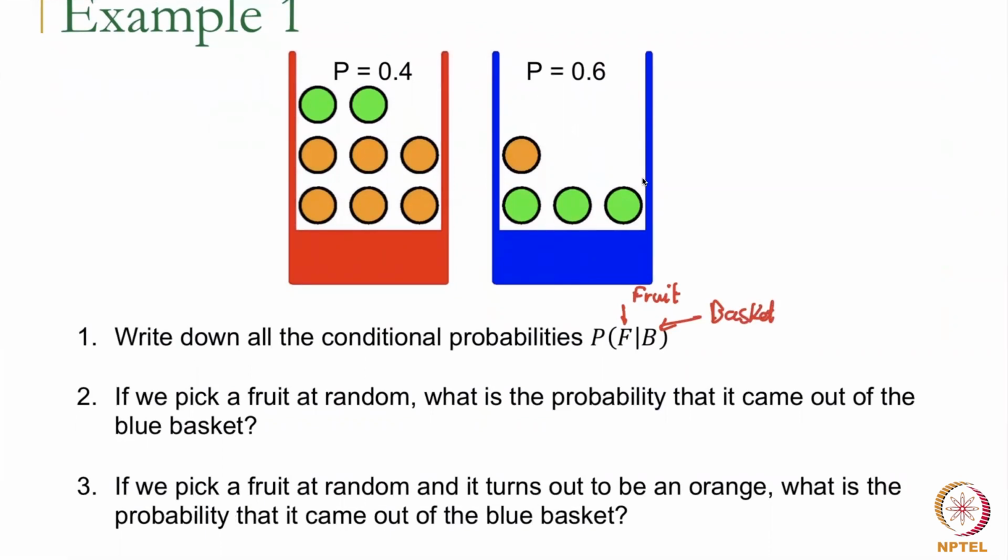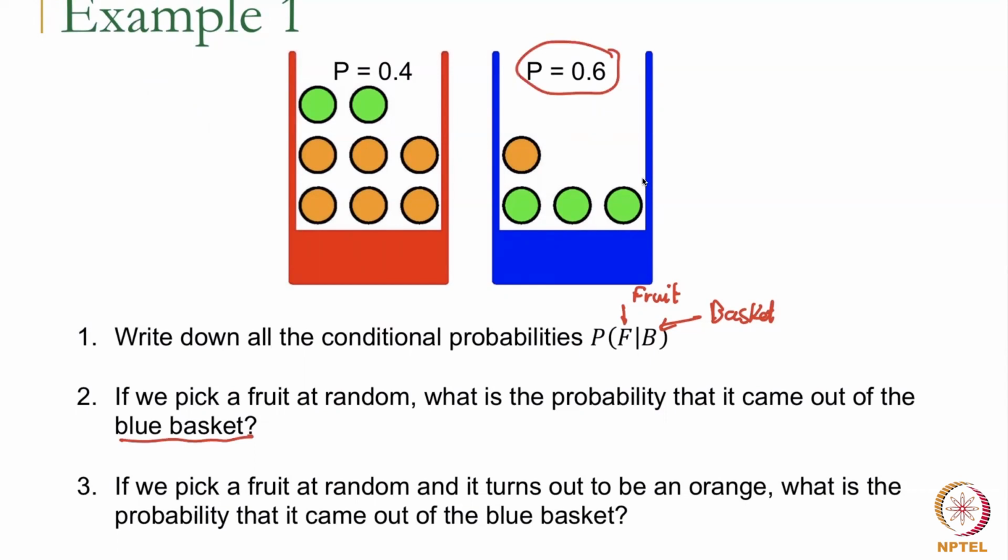So the next question is, if we pick a fruit at random, what is the probability that it came out of the blue basket? Okay, so I picked up a fruit and I want to know what is the probability that I picked it up from the blue basket. Now you can obviously see that has to be 0.6, but we will calculate it in a slightly different way here. And next we ask the same question, but a little bit more specific.